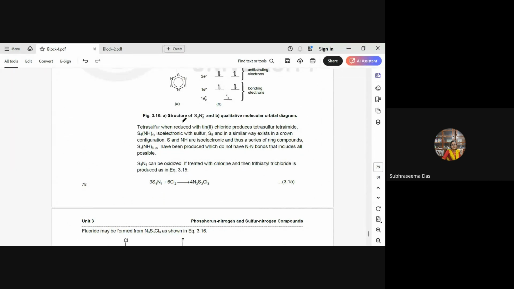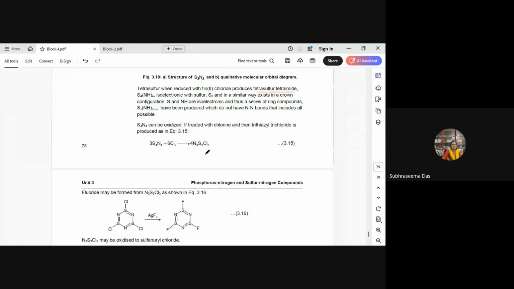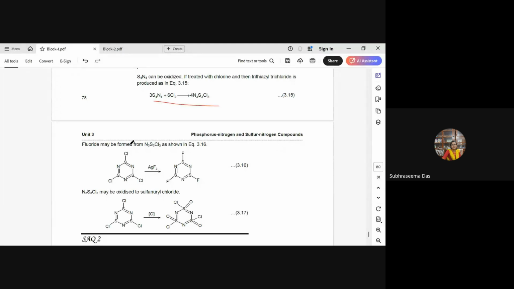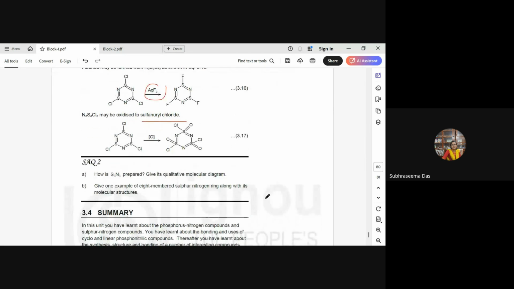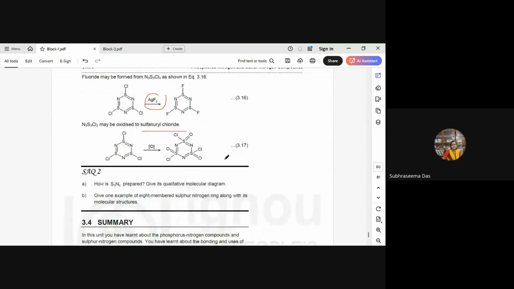Tetrasulfur tetranitride, when reduced with tin(II) chloride, produces tetrasulfur tetraimide, that is S4N4H4, which is isoelectronic with S8. Now S4N4 can also be oxidized. If it is treated with chlorine, it forms trithiazyl trichloride, N3S3Cl3. The fluoride can also be formed from this by using AgF2, and N3S3Cl3 can be oxidized to form the sulfonyl chloride. So these are some of the possibilities for the formation of sulfur nitrogen compounds.